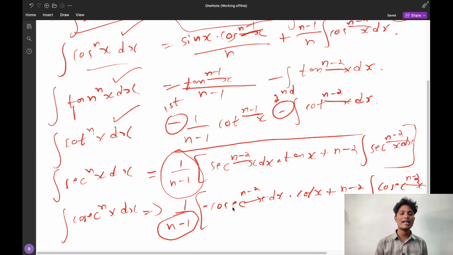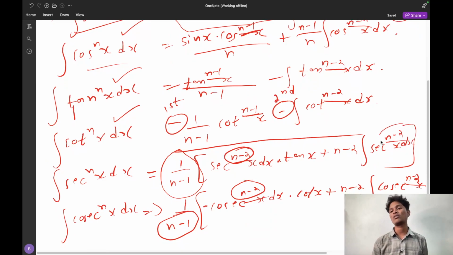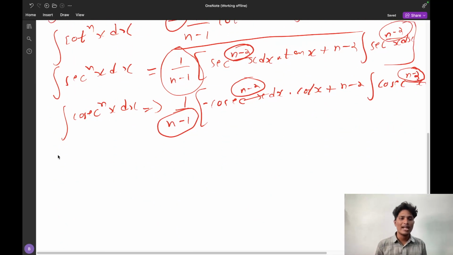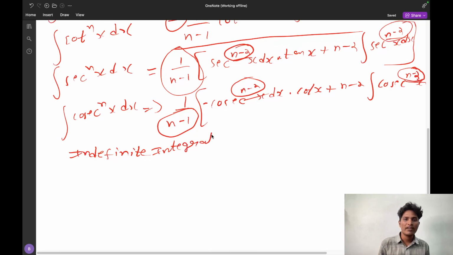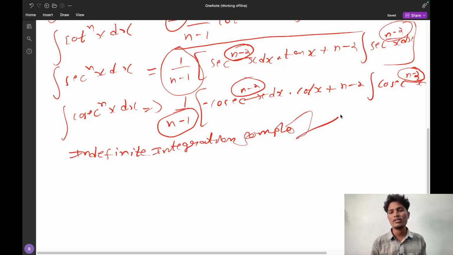But in the secant and cosecant, what will you get? You will get n minus 2 in the initial term, and later also you will get n minus 2. So these are the things you have to remember. Now the indefinite integration is completed. I will discuss this for the questions.